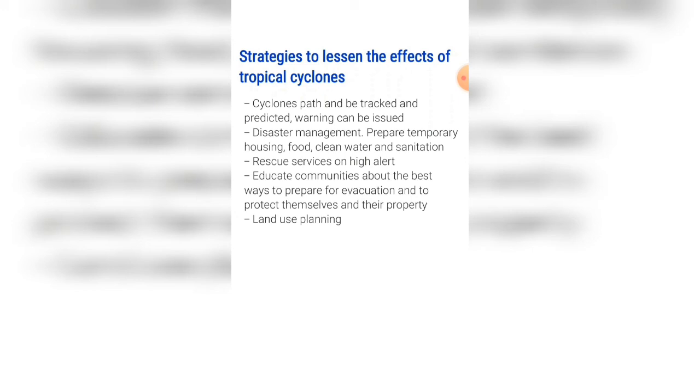Land use planning. This means do not build houses or infrastructure near the coast, especially in areas where you know tropical cyclones are common. Now, this is all very good, and these strategies are very good. But remember, in developing countries, they do not necessarily have the money to support these strategies. So that's why when a cyclone hits, developing countries are normally worse off than first world countries.